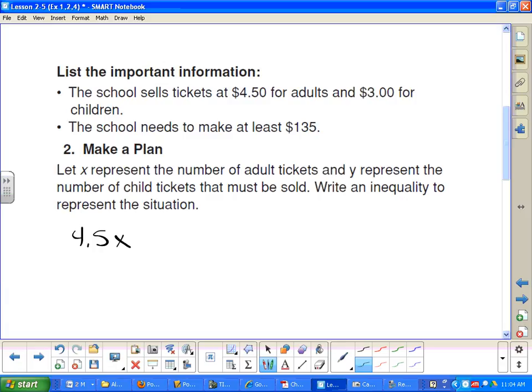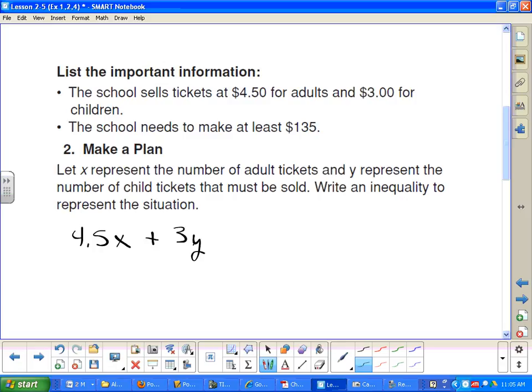Okay? Now, how else do they make money? Children's tickets, okay? And each one of them is worth $3, exactly. So if they sold 5 children's tickets, they would make $15. Now it says they want to make at least, so this represents how much money they're going to make. Because X represents how many adult tickets and Y represents how many child tickets, this tells me how much money we're going to make. Well, in this case, they want to make at least $135.